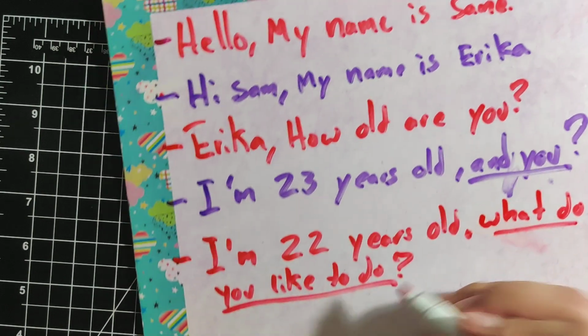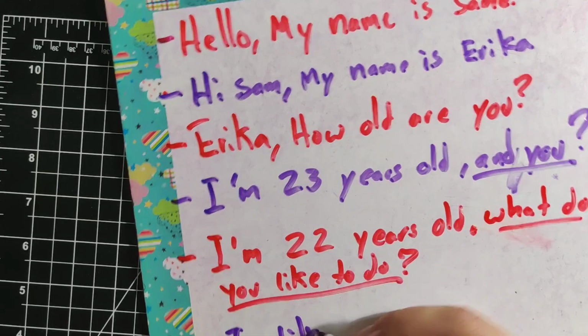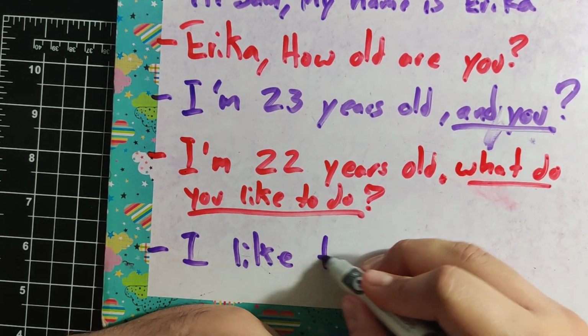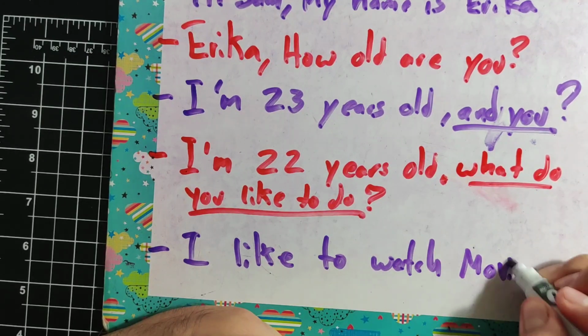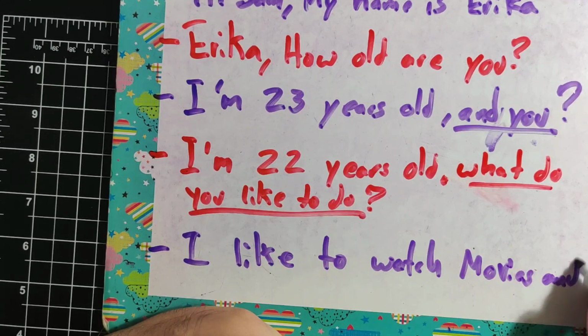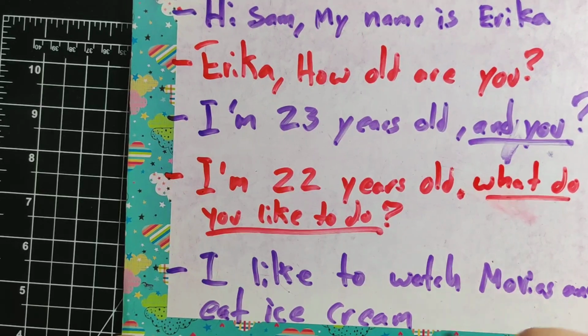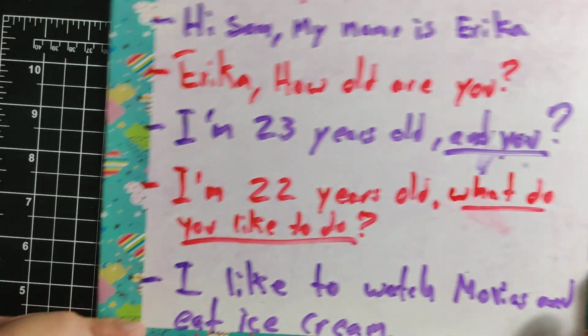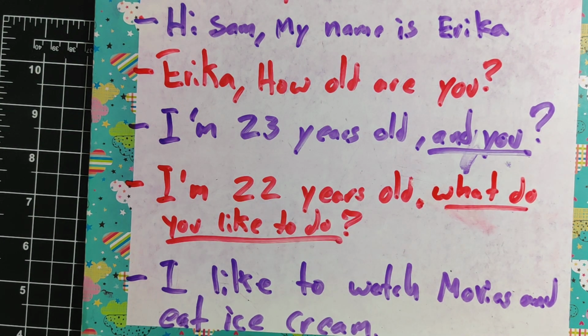This is simple present. I like to watch movies and eat ice cream. Don't blame me, I have no idea. I'm just writing this off the top of my head. We're going to leave it right there. But you guys can see, with everything we learned last 2 weeks, we were able to do a conversation. I'm 22 years old. What do you like to do? I like to watch movies and eat ice cream.